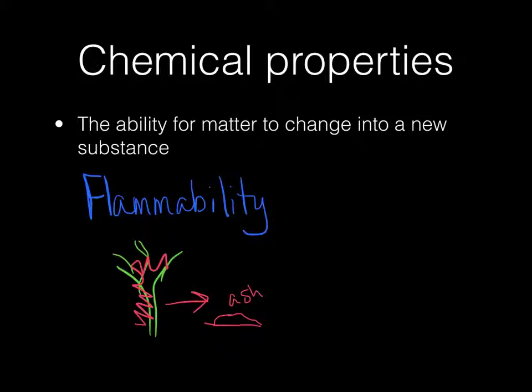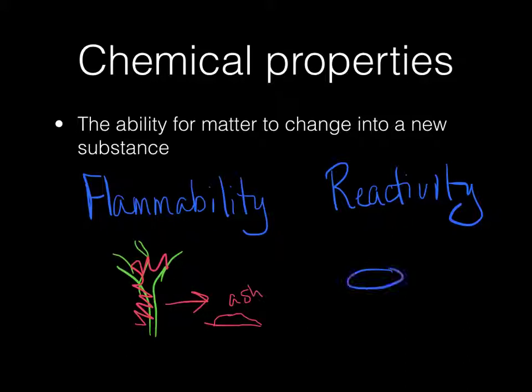Now, there's another type of chemical change that we've talked about, and that's reactivity. Reactivity is mixing two substances together and having some sort of chemical reaction, say some baking soda, here's baking soda, and we're going to pour in some vinegar, and it's going to bubble up and fizz out. That's reactivity. So those are two examples of different chemical properties.